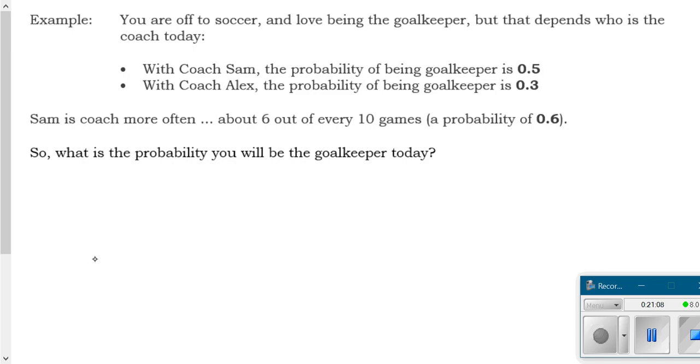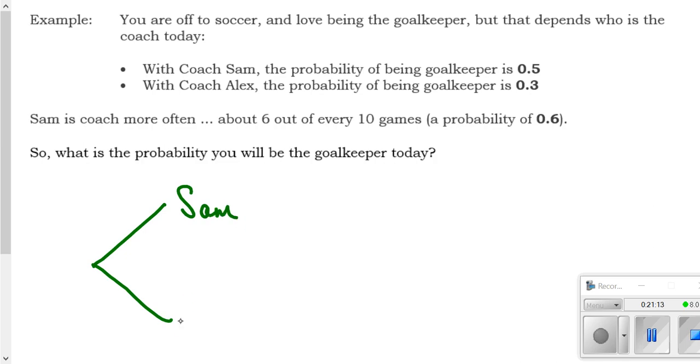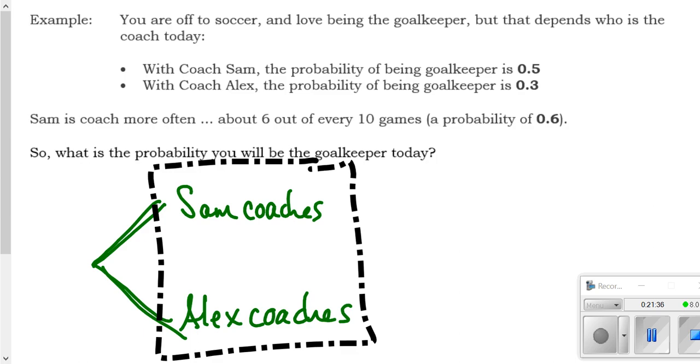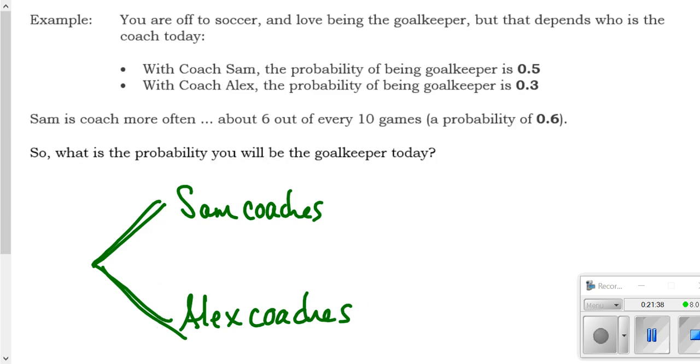Okay, so the two coaches are Sam and Alex. You see, I start out here with a pair of branches because there are two options. If there were three different coaches, I'd have three branches, okay? And this set of branches, this tier, is a tier of my picture. That tier represents the decision of coach, right?